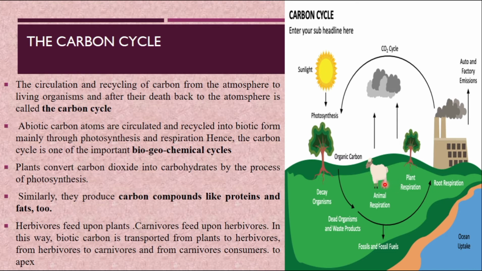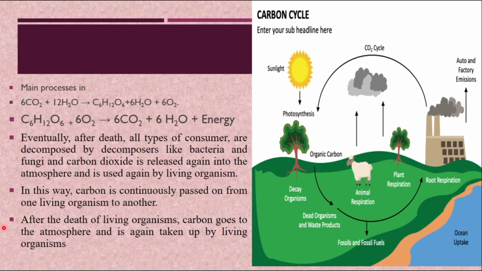Carnivores feed upon the herbivores. In this way, the biotic carbon is transported from plants to herbivores, herbivores to carnivores, and from the carnivores towards the apex. We already studied this food chain in the last video. So let us see the main process.